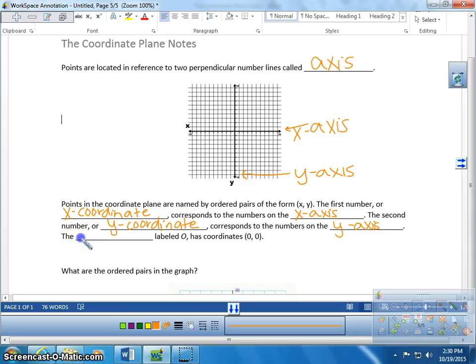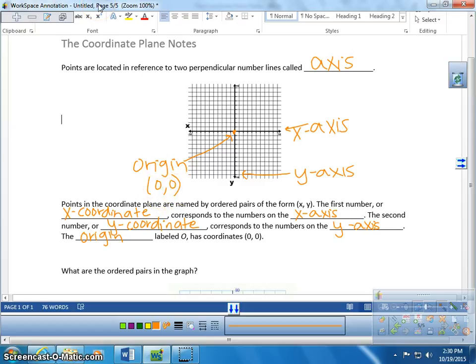And the origin, labeled O, you'll sometimes see O in the middle there, has coordinates (0, 0). So right here, what's in the middle of those two axes is called the origin. And it has point (0, 0). Okay, we always have the x first and then the y. So the x of the origin is 0, the y of the origin is 0.